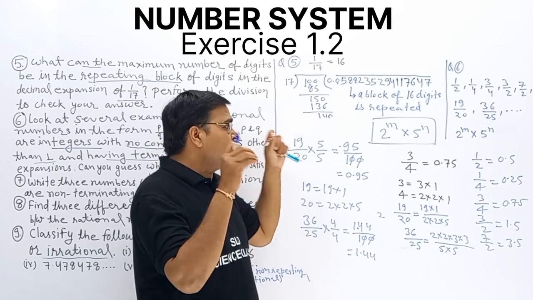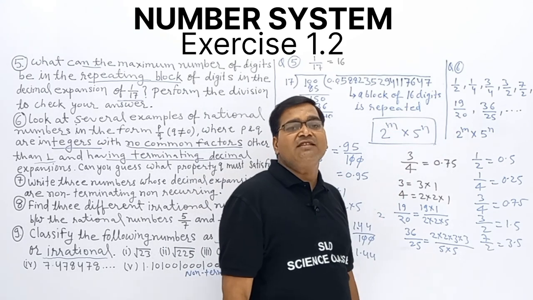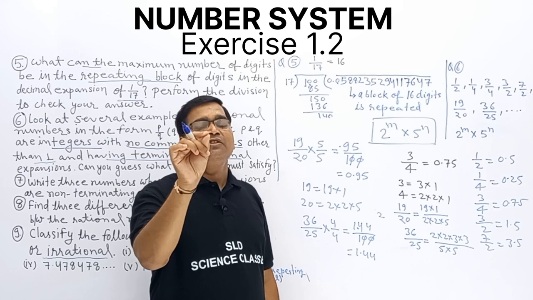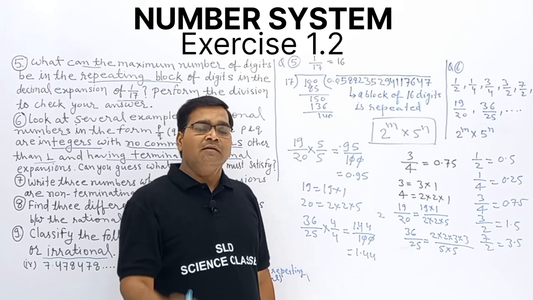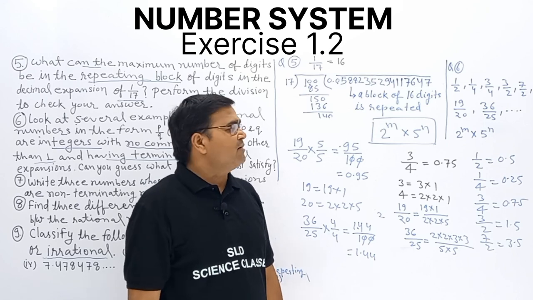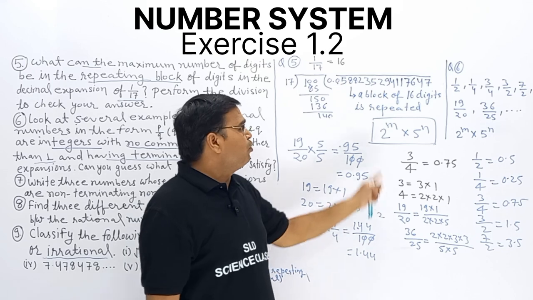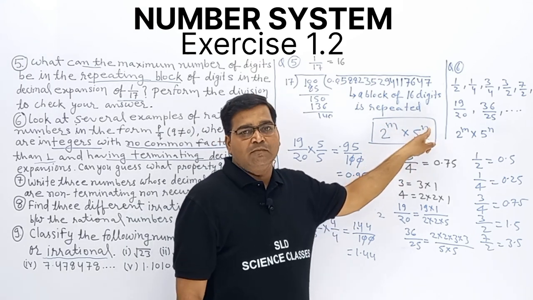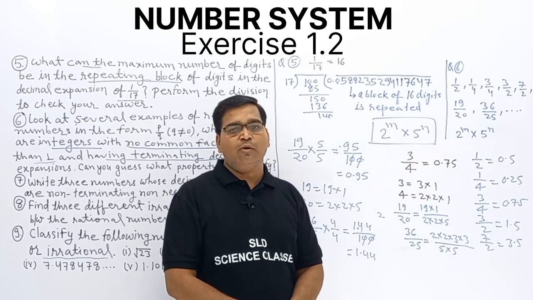So from this observation we can say what? If numbers are rationals and they have no common factor other than 1 and a terminating decimal expansion, then their denominators have 2 power m or 5 power n or both. So this is the solution of this question.